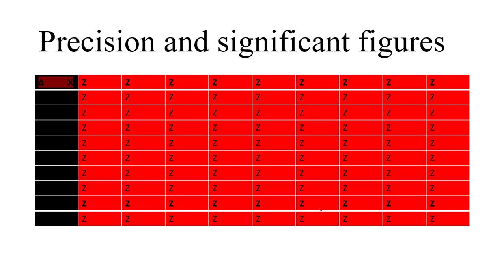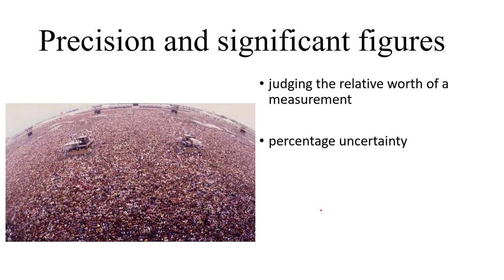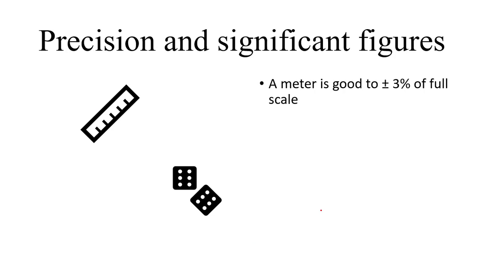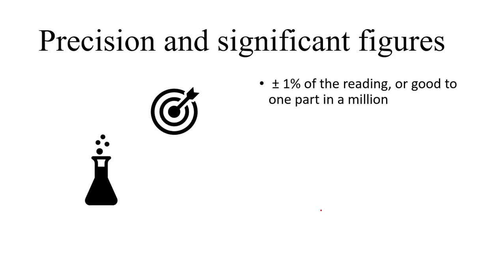For a closer look at the difference between fractions and ratios, look at the mathematical appendix videos titled Fractions versus Ratios. Percent uncertainty gives a good way to judge the relative worth of a measurement without comparing it to other measurements. A good example is when a graduated cylinder has a label saying it is good to plus or minus 3% of full volume, or plus or minus 1% of the reading, or good to 1 part in a million.